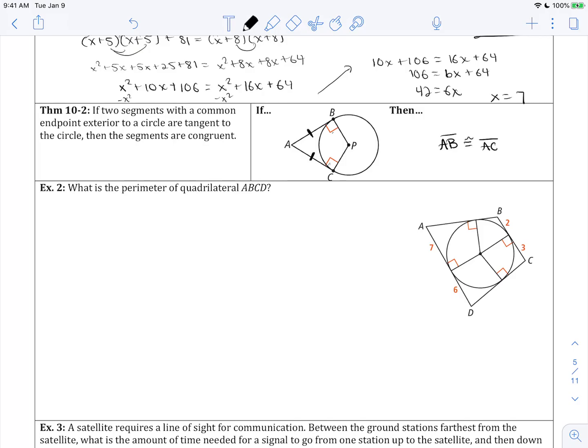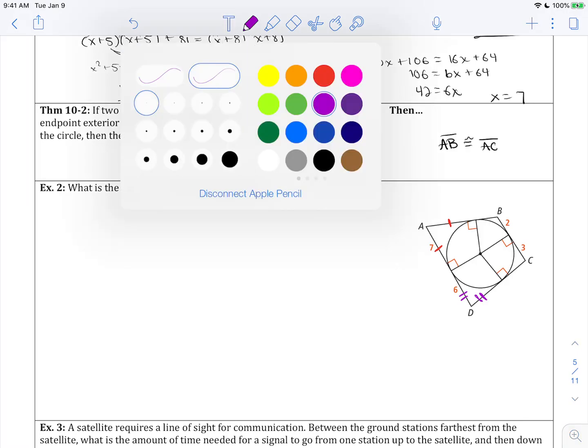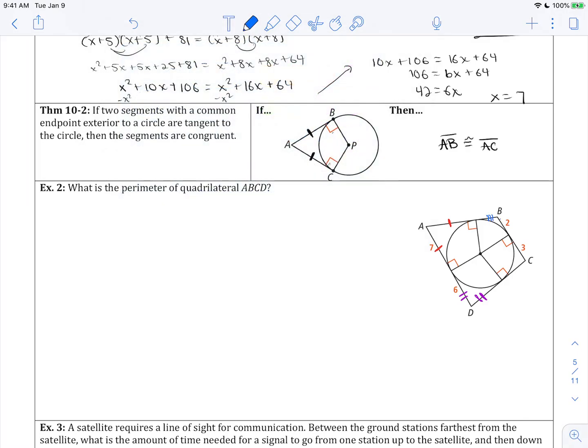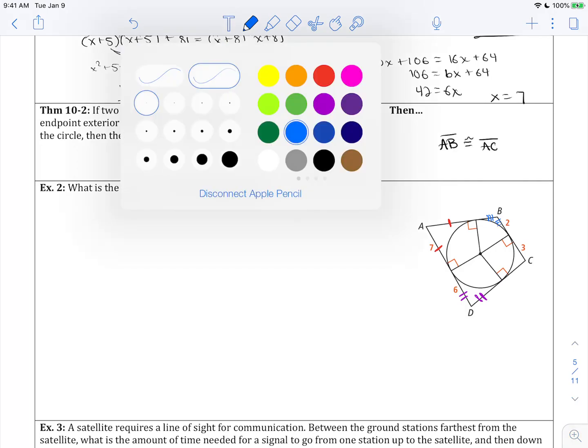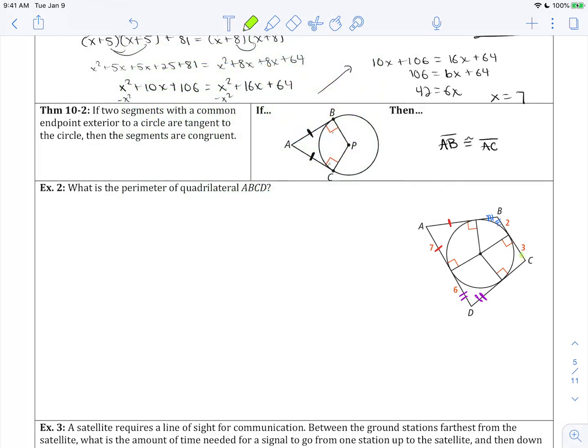So let's use that now to answer this next question. What is the perimeter of ABCD? Well, I know that if two segments with a common endpoint exterior to a circle are tangent, then those things are congruent. So I know these are equal. We know these are equal. We know these are equal. And we know these segments are equal, right? So with that in mind, we can fill in some things.